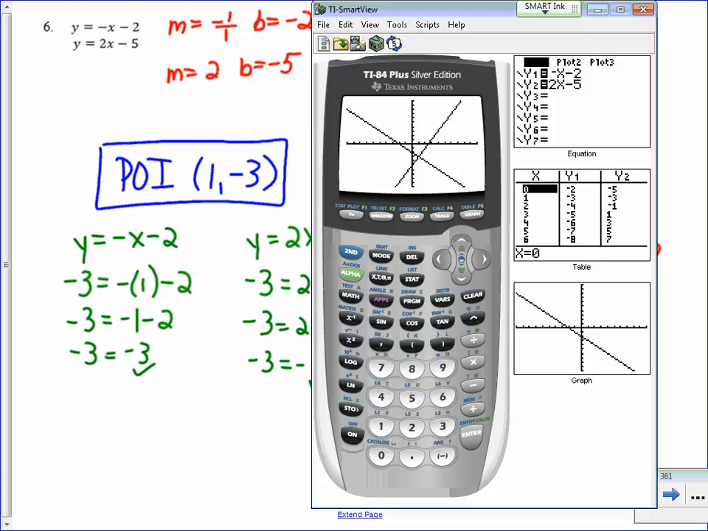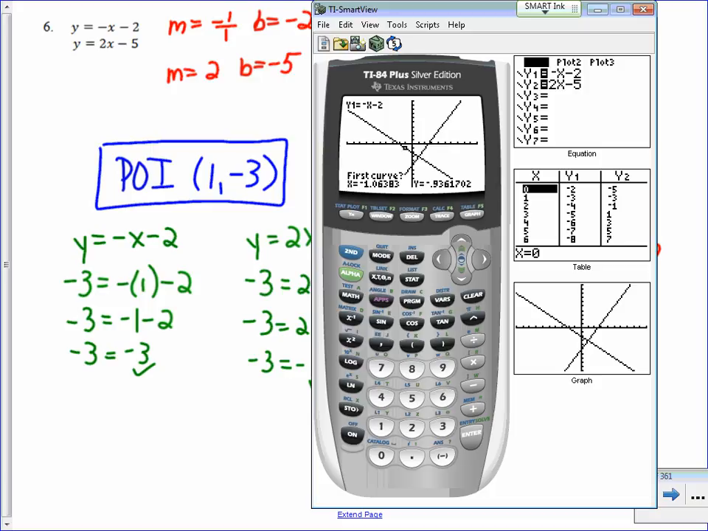It does look like I have a point of intersection, but on the calculator screen it's very hard to see. So now on the calculator, I'm going to hit second calc. That's going to take me to this screen, and I can scroll down to number 5, intersect. Now the calculator asks me, what is the first curve? Make sure you are to the left of that first curve. We can use our arrows to move over. The calculator reads it from left to right.